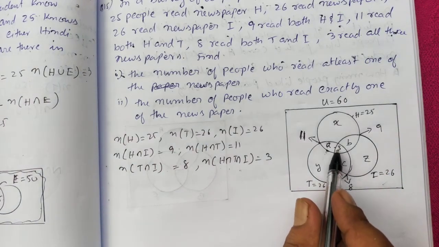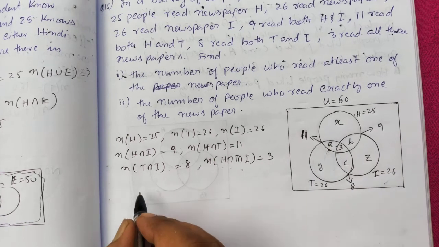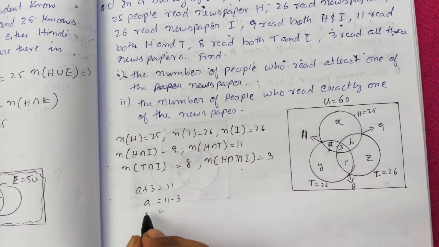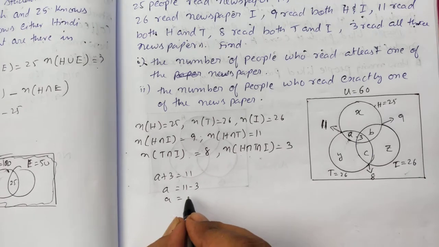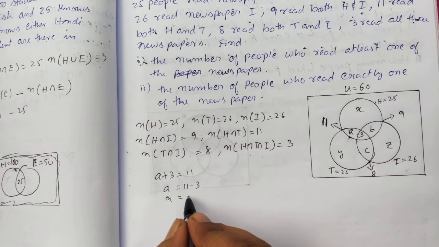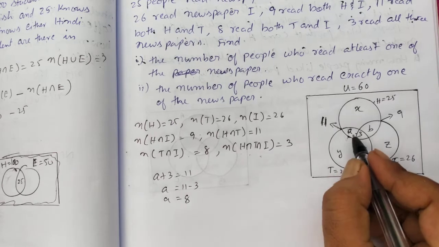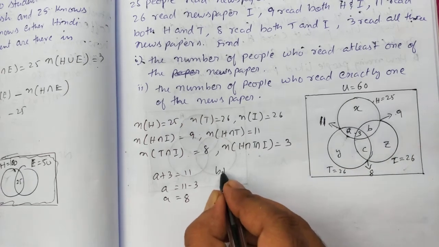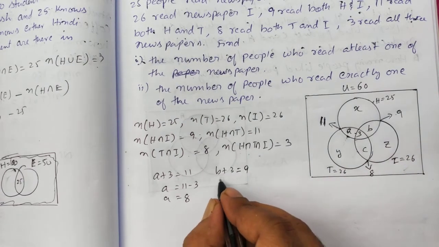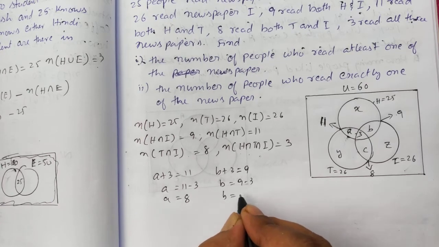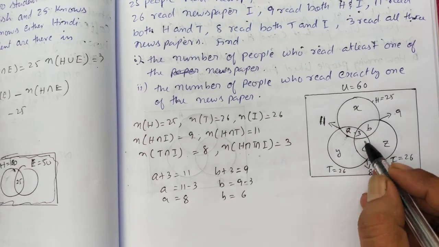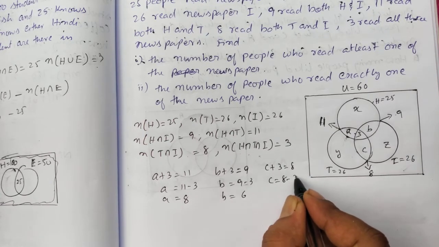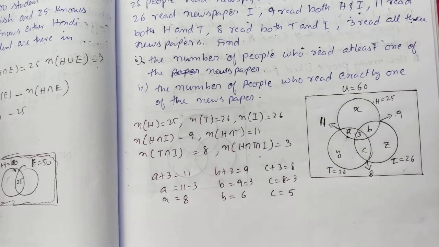How to find A? A plus 3 will be 11. So A will be 11 minus 3, that is 8. Now to find B, B plus 3 will be 9. So B equals 9 minus 3. B is 6. And to find C, C plus 3 will be 8. So C is 5. So we got A, B, C.